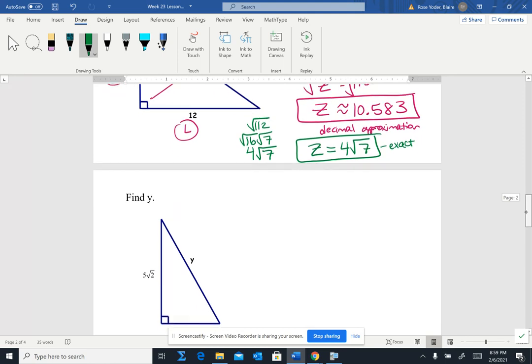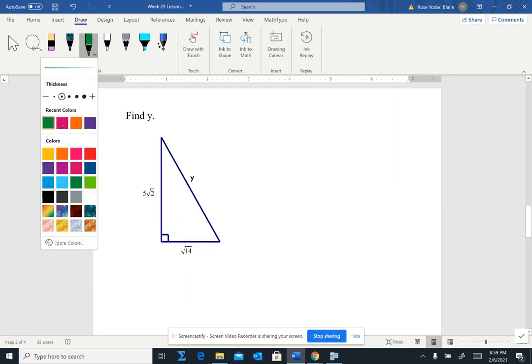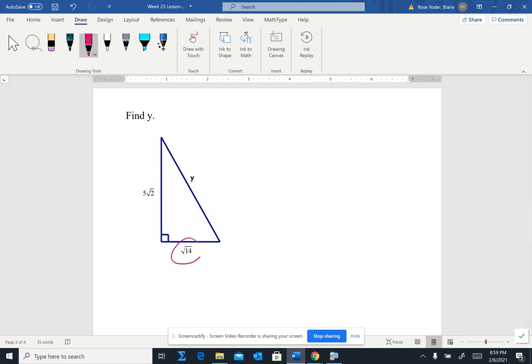All right, let's try a couple more things. Ooh, all right. This one is just a Pythagorean theorem problem, but the sides are radicals. So how are we going to deal with that? So first off, again, figure out which sides are the legs and which side is the hypotenuse. And then we're going to have to figure out how to plug these messy square roots into the Pythagorean theorem. So root 14 squared plus 5 root 2 squared equals y squared.